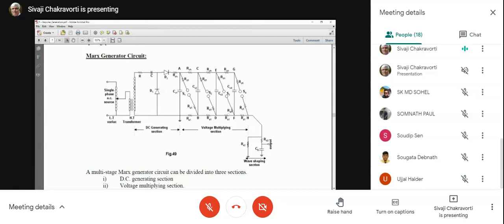In the middle, where you have these multiple stage capacitors with some resistances, this section is called the voltage multiplying section. And on the right side, this is very typical of the single stage circuit. That means there is one capacitor in series with the load condenser, one capacitor in parallel, so that is the discharge resistor at the right bottom, and RD2 at the right bottom is the damping resistor. So this is the circuit.